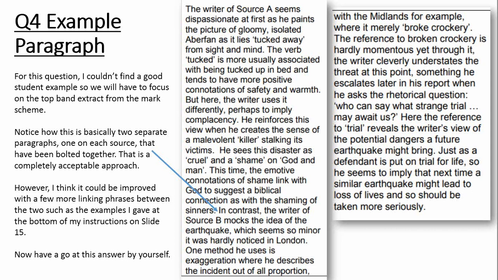Now, I know this example is for the Aberfan paper, so you'll have to find another 2 or 3 additional points of comparison yourself. To help you with that, on the next slide, if you need it, I have got some example ideas that you could refer to.